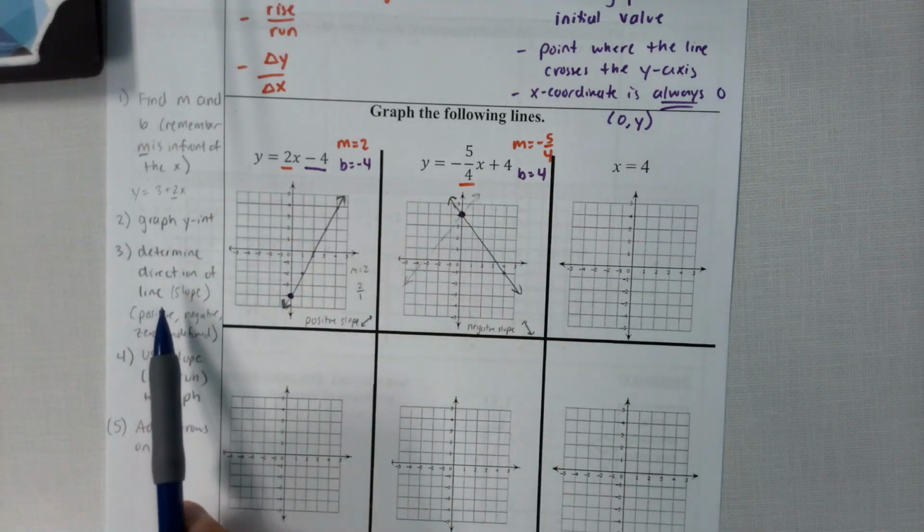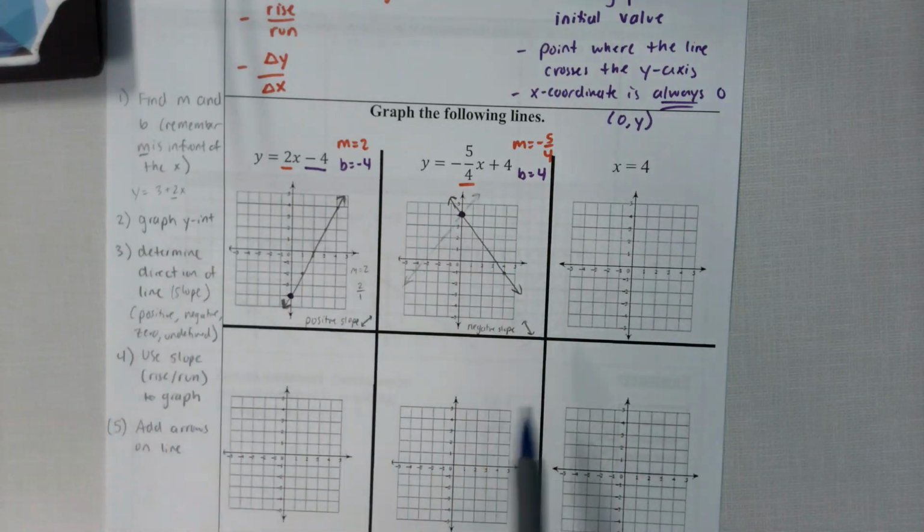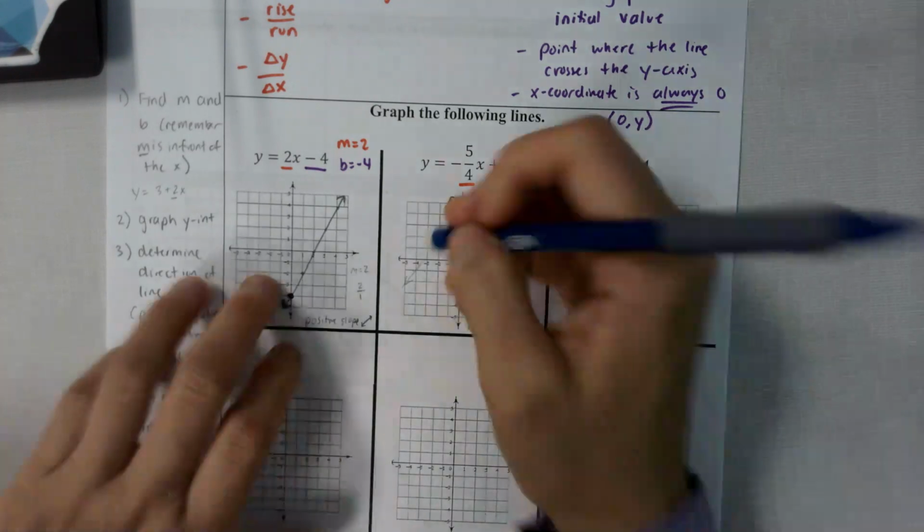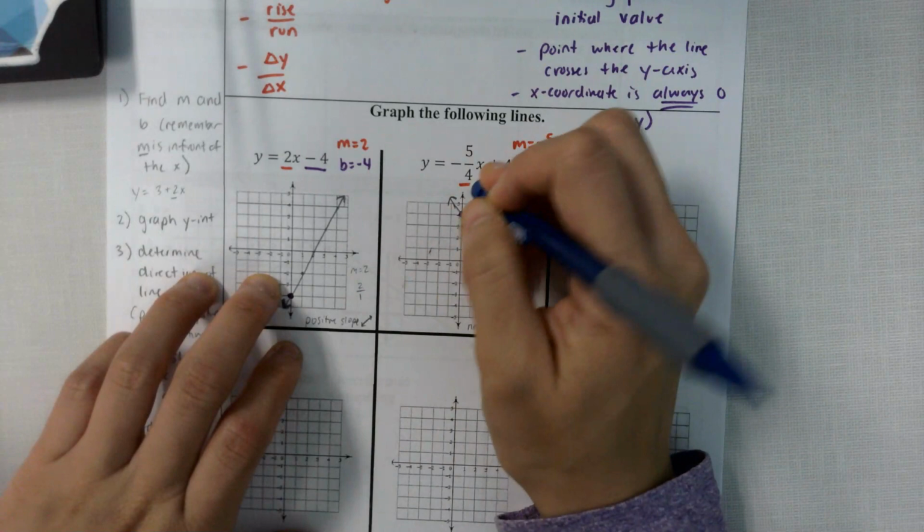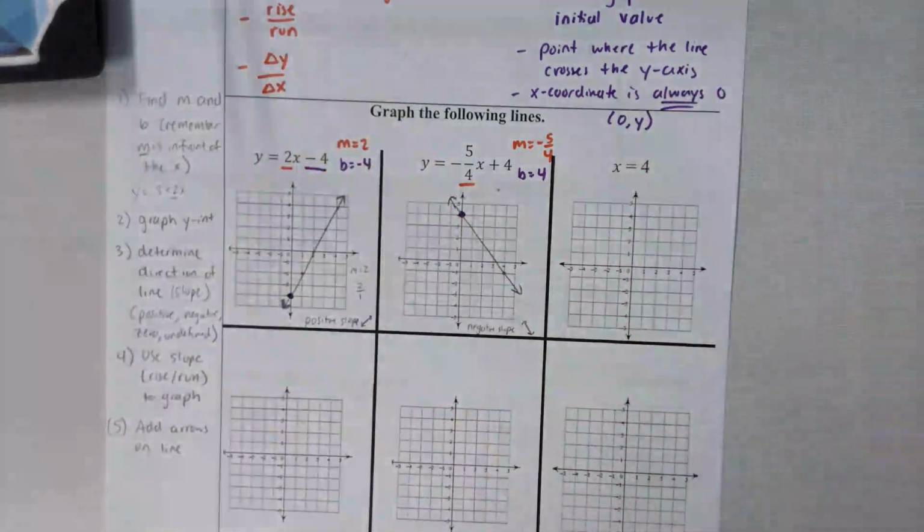So that's why I like to do step number 3, to remind yourself what the line should look like, right? It should look like it's going down with a negative slope. So just be really careful that you know which direction that line will look like.